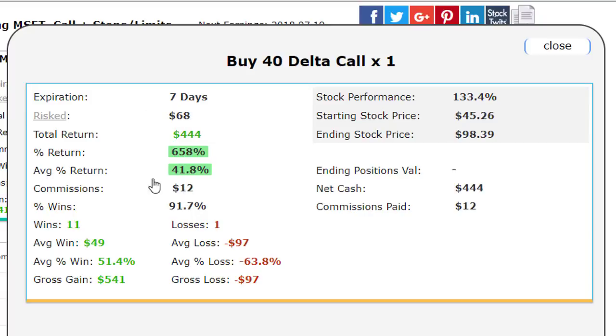The average percent return was about 41%. So that's about in line with our 40% gain, 40% loss. It had a 91% win rate. The average win was $49. The average loss was $97. And there's some additional information here.